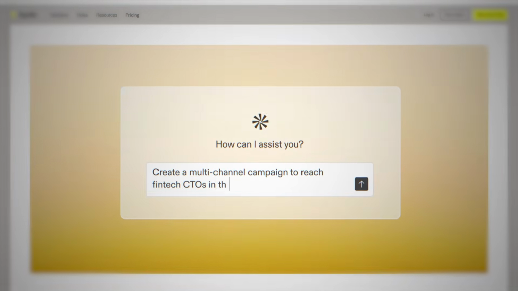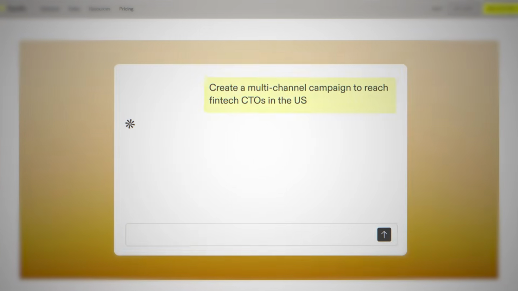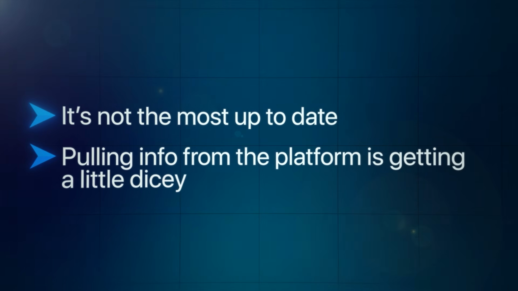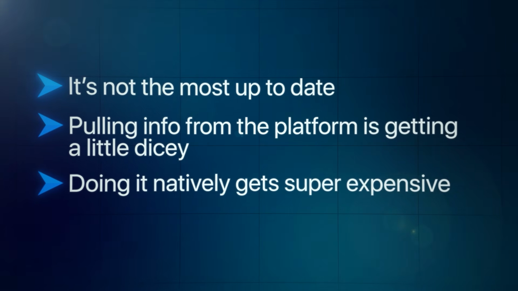So if you want a bit of a breakdown of the pros and cons, sure, Apollo has been that trusty platform that we've used since day one. Ton of scrapers out there, things that can allow you to get the data for cheap. Con being that it's not the most up to date. It is getting a little dicey when it comes to pulling information from their platform. If you want to do it natively, it's going to be super expensive.